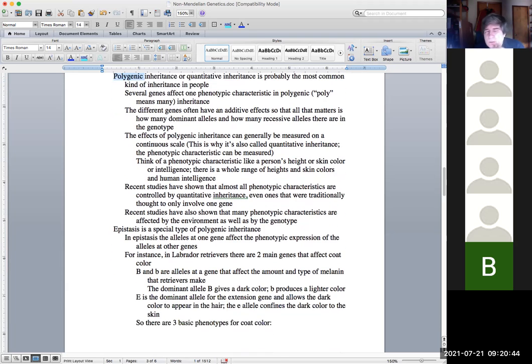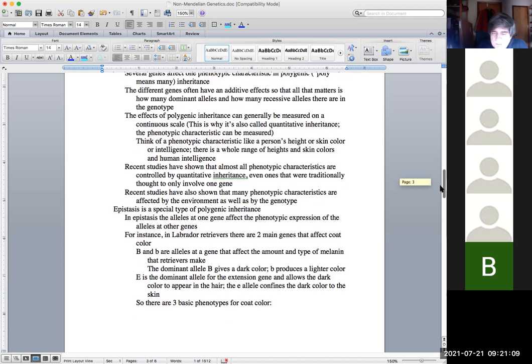Now the problem is when we look at polygenic inheritance, trying to make Punnett squares like those Punnett squares that we did the other day, that becomes very complex. So we did some monohybrid crosses the other day, we did some dihybrid crosses, and we're not going to start looking at polygenic inheritance because that gets a little more complicated than we want to go into.